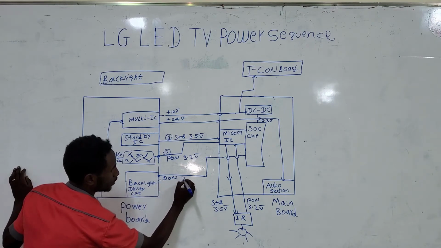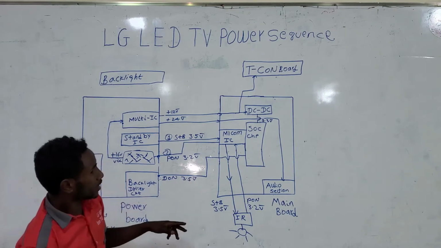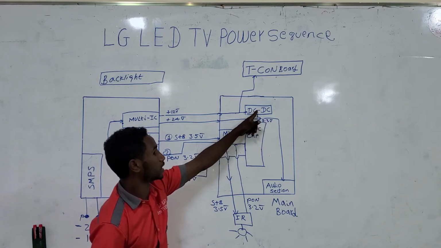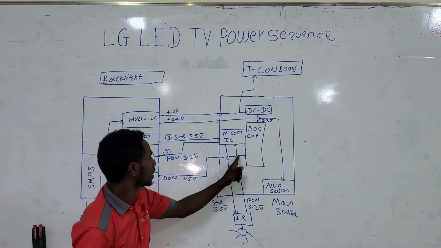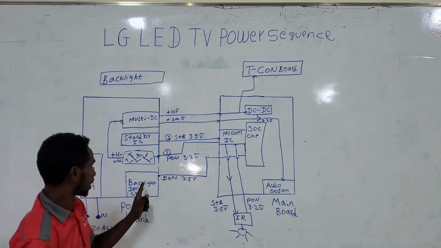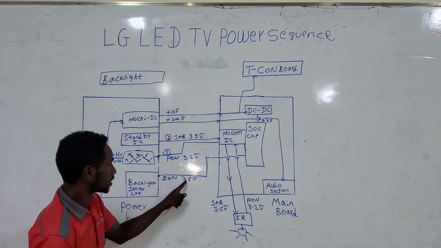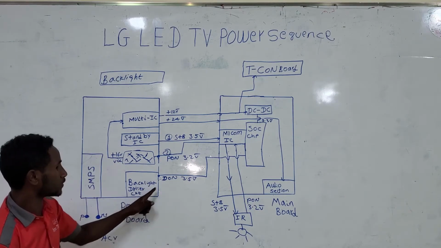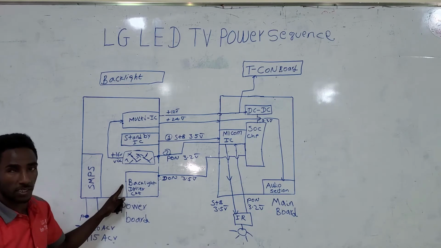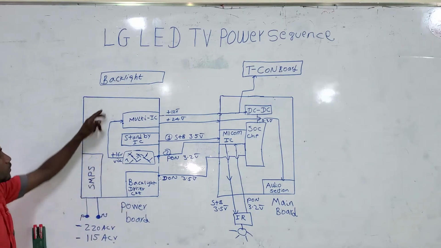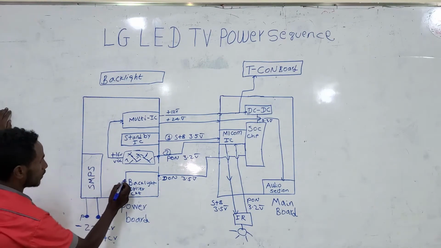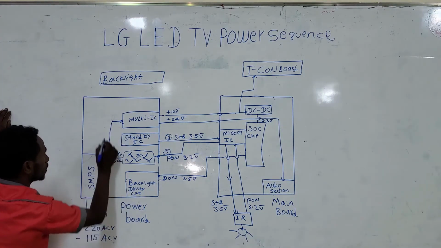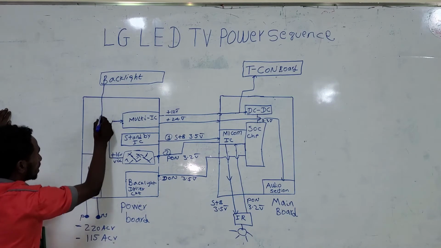Drive on signal, which is 3.3 voltage, right? The SOC chips receive 3.3 voltage from the DC to DC IC, then the SOC chips will give us the drive on signal to the backlight driver circuit. When the backlight driver circuit receives the power on signal, it will give us output for the backlight.